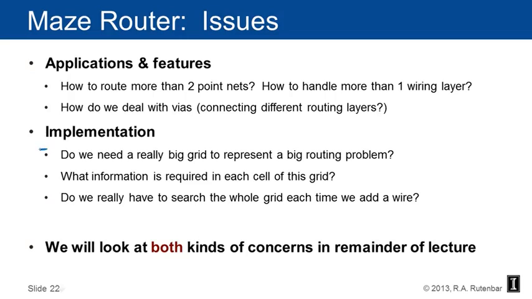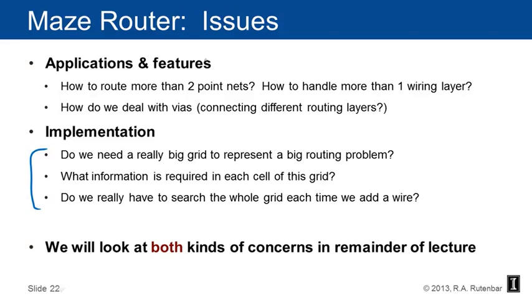And I haven't really told you anything yet about implementation. Do I really need a big grid? What information do I have to put in every cell in the routing problem? Do I really have to search the whole grid every time I do one of these? There are some tricks that make it go fast, and the answer is, yeah, there's all kinds of tricks. So we're going to look at both kinds of concerns.